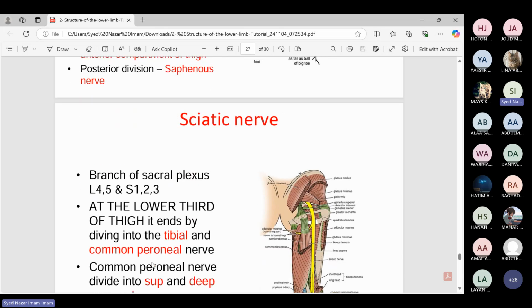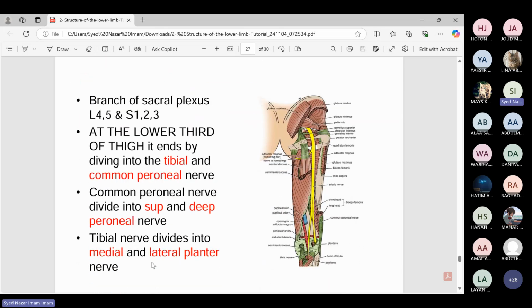Then we have the sciatic nerve. This is what I was telling you, that this is the branch of the sacral plexus. This is L4, L5, S1, S2, S3. Now, how to identify this? It is the largest or the thickest nerve in the body. So once you cut or remove the gluteus maximus and the medius muscle, you will see this muscle. This is the piriformis muscle. It has the upper border and the lower border. And you can see that from the lower border, a thick nerve is coming out, and this nerve is the sciatic nerve.